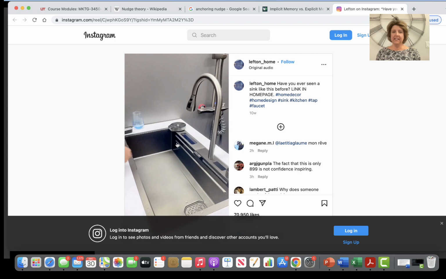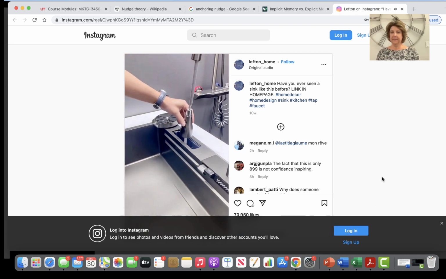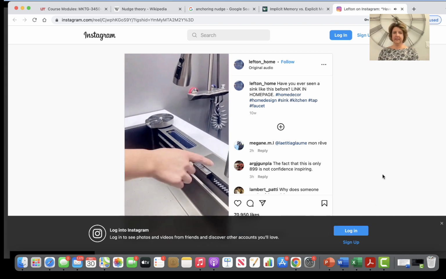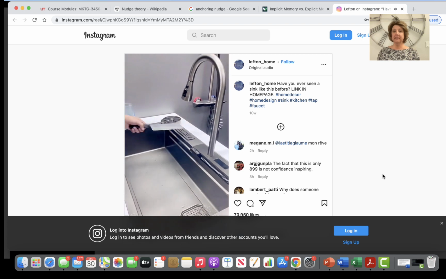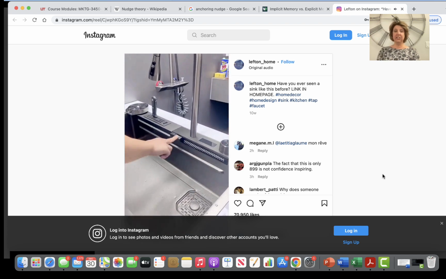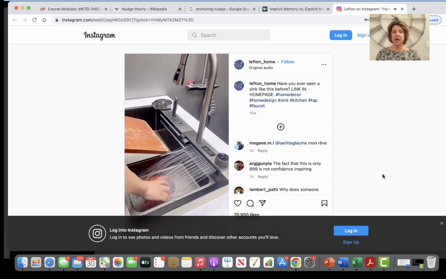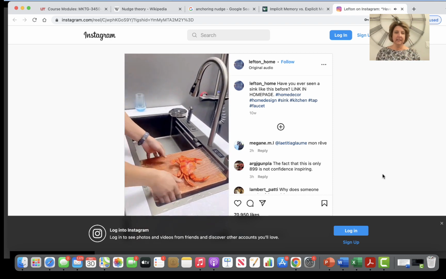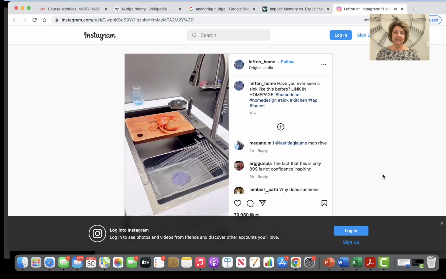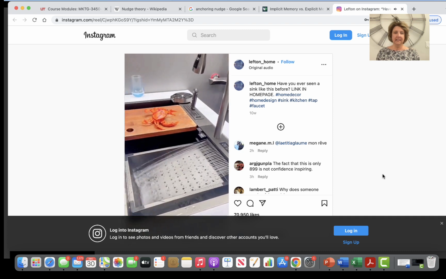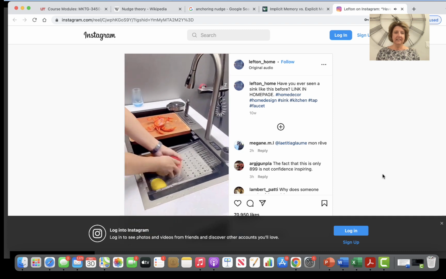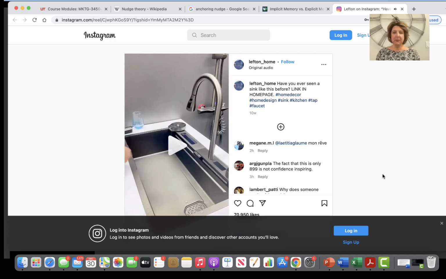So watch this. They're using music, tactile with the fingers, sound of the water. You can almost smell those apples, right? So you see, I guess they were oranges.